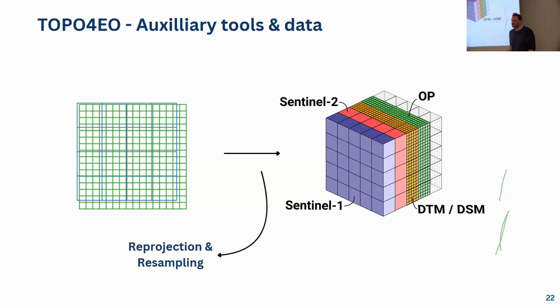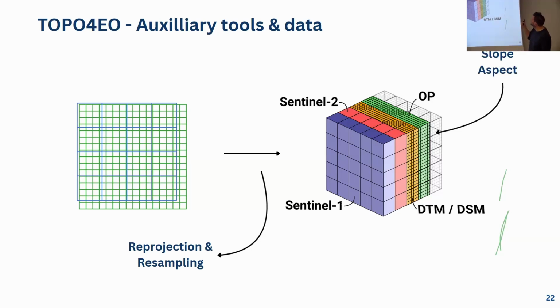And as I said earlier, this involves reprojection and resampling of the data, and this really depends on the individual use case, in which direction you want to go and which data sets you are going to combine with each other. And in that respect, this is exactly one of the auxiliary tools or functions we want to provide.